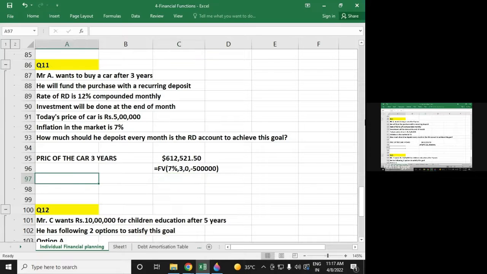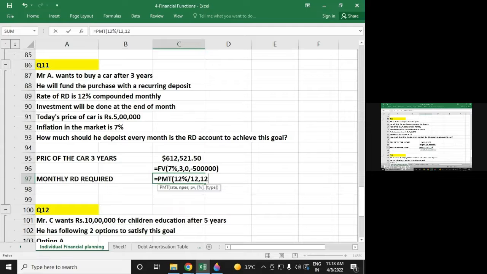And then RD monthly required. So we will find the PMT. Rate is 12% compounded monthly, 12 into 3. Today he does not have any money in the RD account, and at the end of 3 years he wants 6,12,000. So 14,219 is correct. Monthly he has to invest around 14,000 rupees, so that by the end of 3 years he will have 6 lakh in account.